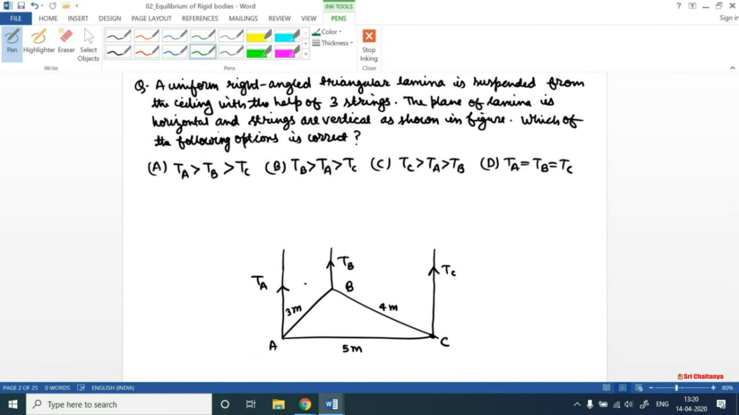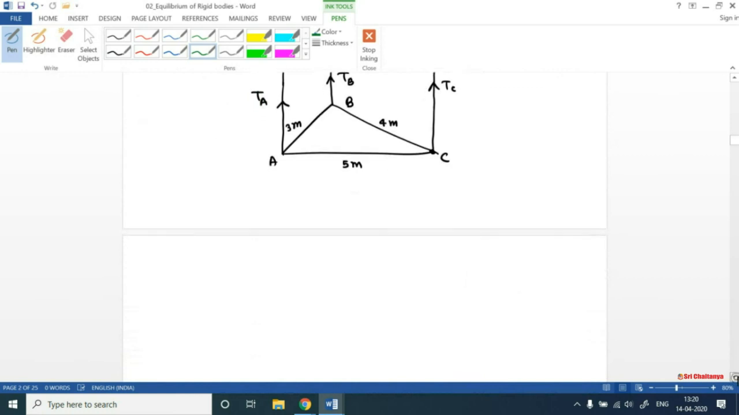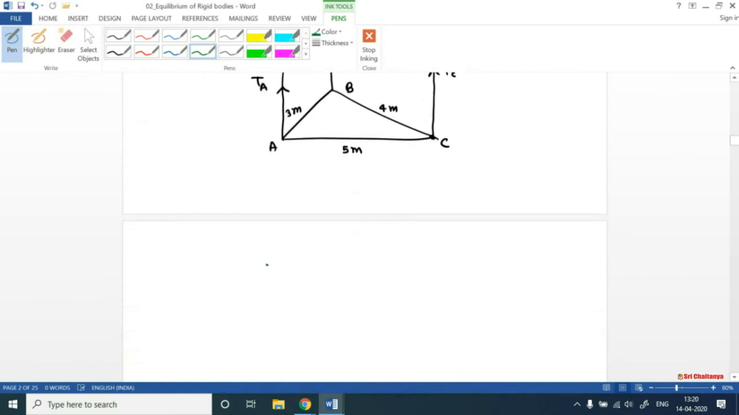Options A, B, C, D are trying to compare TA, TB and TC in their magnitudes. So how are we going to comment on this? Let me redraw this diagram for us. Let's say this is the right angle triangle, with this as B, this as A and this as C. AB is given as 3 meter, BC is 4 meter and this is 5 meter.